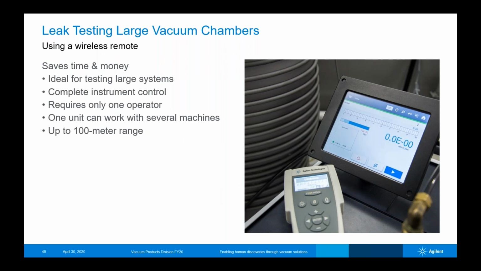If you've got such a large system that you're having to move away from the leak detector and you can't always monitor what's going on the display, a wireless remote is always a good idea. This way you can carry the remote with you. You can see how the leak detector is responding and monitor the leak rate as you're spraying helium around the system. I've been in facilities where you're up on a mezzanine at the top of a large vacuum chamber spraying helium. You can't see or hear the leak detector, but with the remote, you can still track what's going on.